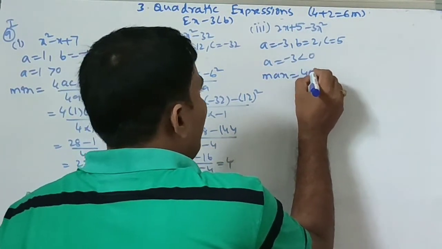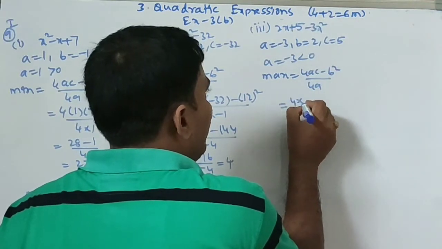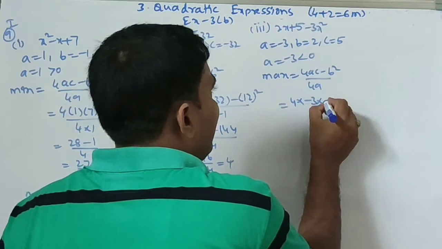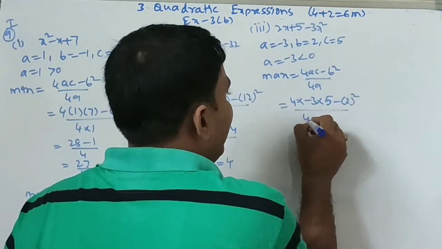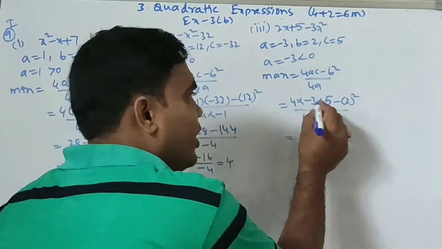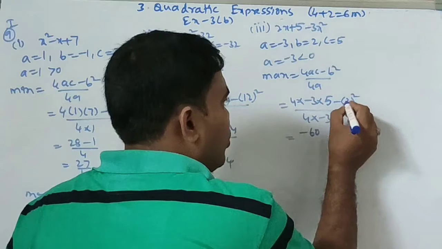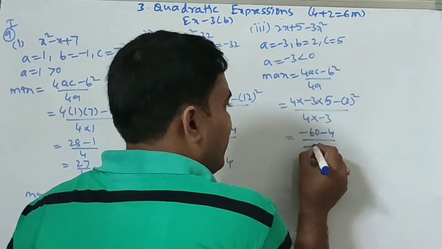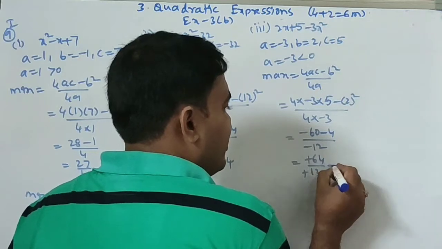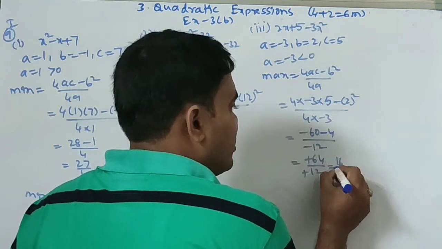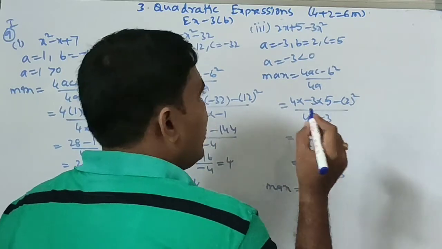Maximum equal to 4ac minus b square by 4a. 4 into a minus 3, c 5, minus 2 square, by 4 into minus 3. 4 into minus 3 is minus 12, into 5 is minus 60. 2 square is 4, by minus 12. Minus 64 by minus 12, minus minus cancel. Cancel with 4, 16 by 3. So the maximum value is equal to 16 by 3.